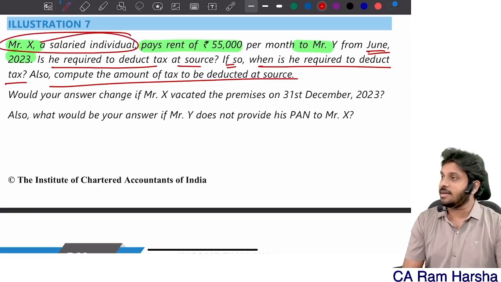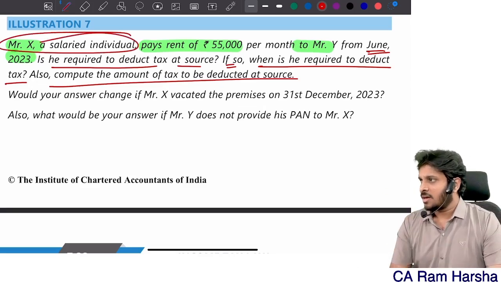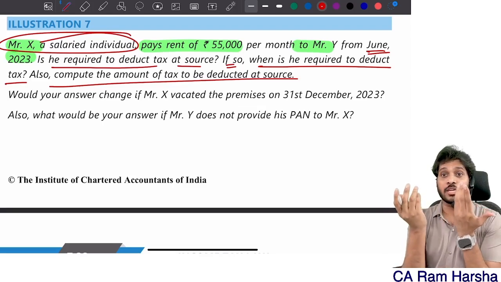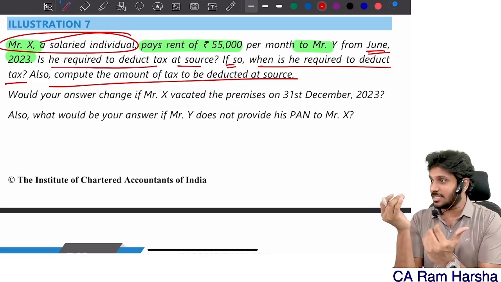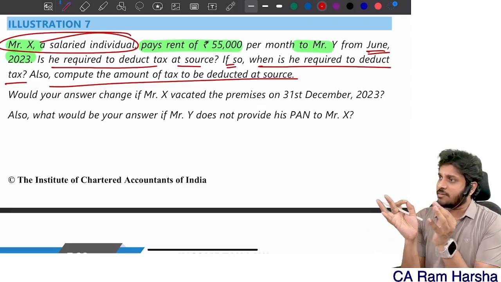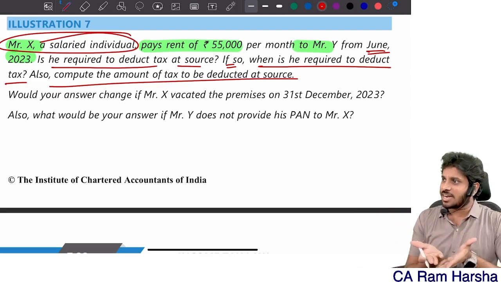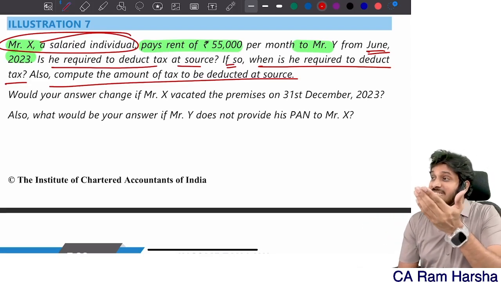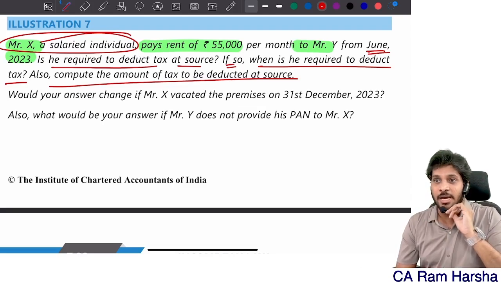He is a salaried employee, which means he is not a business person. This section is applicable for whom? Any person whose turnover is less than 1 crore or gross receipts are less than 50 lakhs. If I don't have business income at all, that also comes under less than 1 crore turnover, simply speaking. Are you getting it? So for all non-businesses, this section will be applicable.